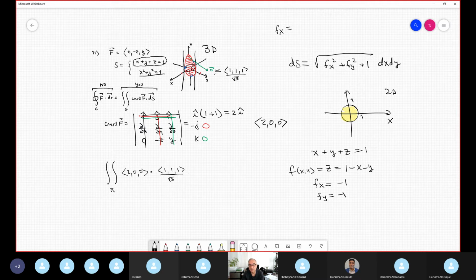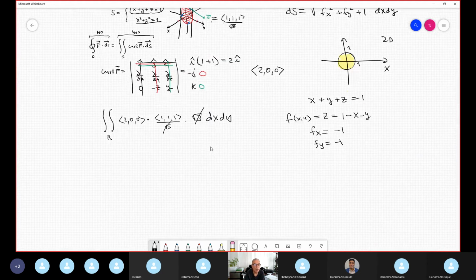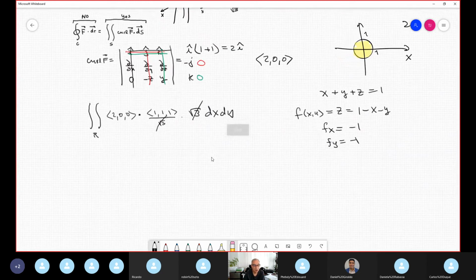When you plug it in here, my ds: the 1 squared is 1, negative 1 squared is 1, and we have another 1, dx dy. By the way, this is radical 3. It's no coincidence, it always happens. And this radical 3 cancels. And your multiplication, dot product: 2 times 1 is 2, 0 times 1 is 0. So my double integral right now is 2 dx dy.